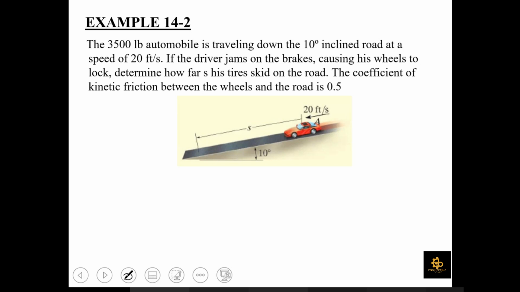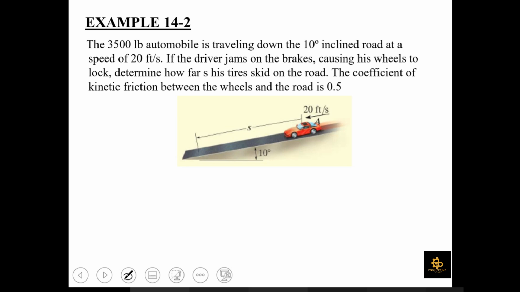have an automobile which has a weight of 3,500 pounds and it is traveling down this 10-degree incline road at a speed of 20 feet per second. So this car is traveling down the incline at a speed of 20 feet per second. If the driver jams on the brake, so suddenly the driver pushes the brake pedal, causing his wheels to lock, the wheels of the car will lock and the car is going to skid on this road, because of the friction between the tires and the road, the speed of this car is going to decrease until it stops.